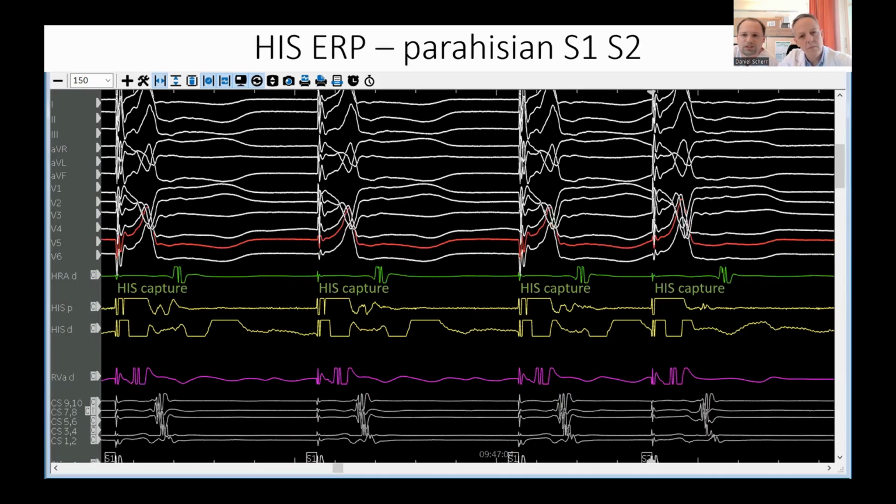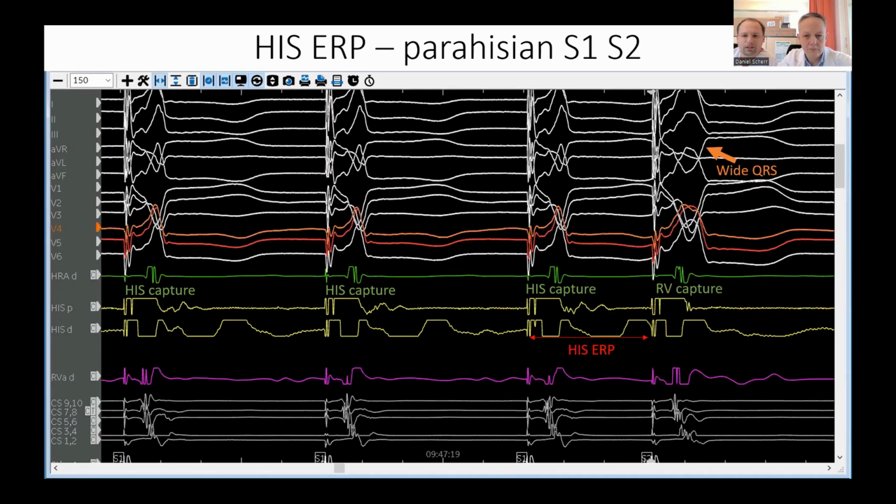Similarly, you can test conduction system ERP also with programmed stimulation, as in this case where we recorded programmed parahisian pacing. In this image, all paced beats are His bundle capture beats. With further shortening of the paced coupling interval, His ERP was reached, and as a consequence, septal ventricular myocardium was captured. Both of these techniques are not only used in the EP lab, but can also be used during conduction system device implantation to assess and guide lead placement.